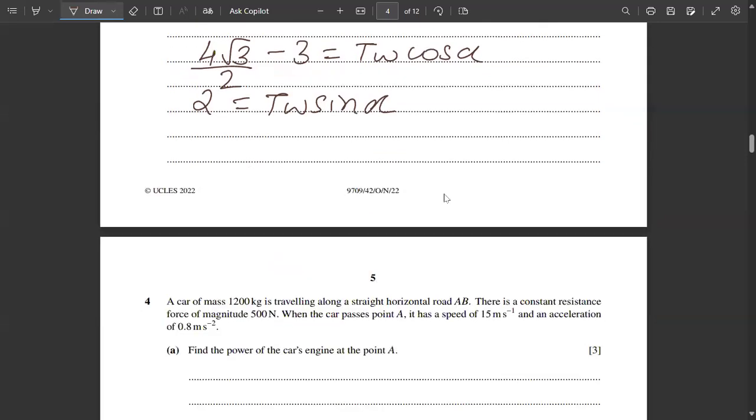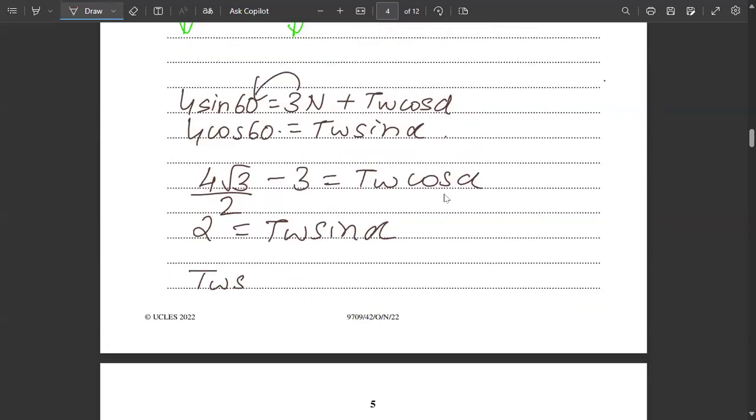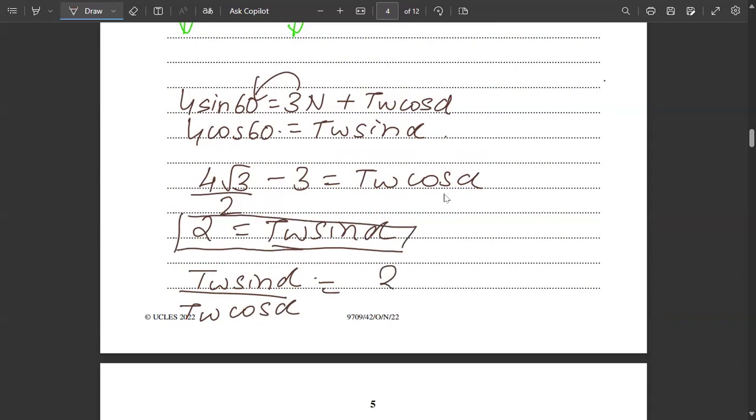Now what we can do is TW sine alpha upon TW cos alpha is equal to, what is TW sine alpha? TW sine alpha is 2. So 2 upon, what is TW cos alpha? That will be 2 root 3. How did I get 2? It is 2 root 3 minus 3. So TW can cut here.